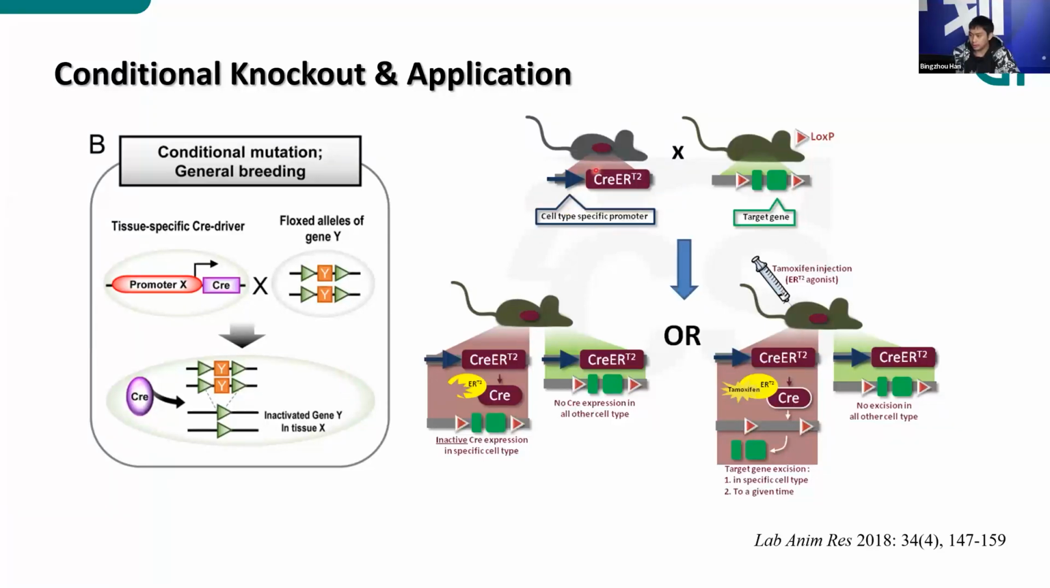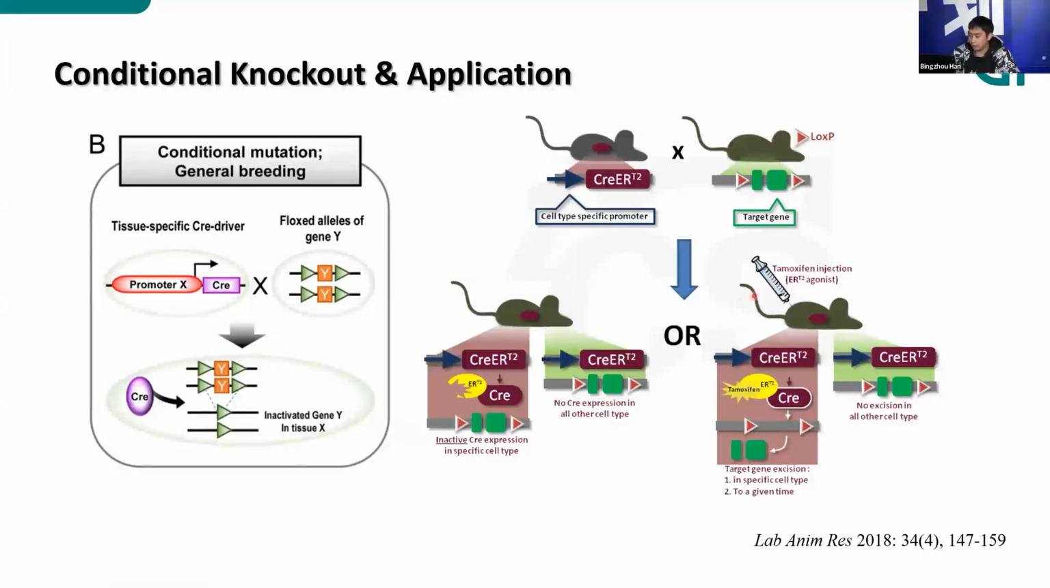And also in that case, scientists have developed this time-specific or inducible Cre line by fusing the estrogen receptor domain to the C terminus of the Cre recombinase. And this is a mutated form called ERT2. And without the ligand of this ERT2, it will maintain the Cre protein in the cytoplasm by interaction of this ERT2 to heat shock protein 90.